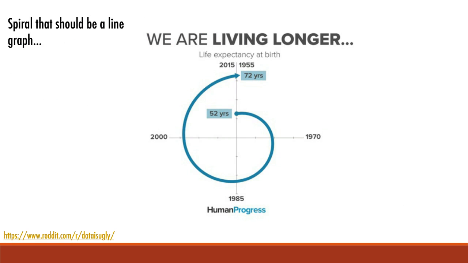Here's another graph that I grabbed from that Reddit site. So this was looking at worldwide life expectancy from 1955 to 2015. The average life expectancy worldwide was 52 years in 1955. That increased to 72 years in 2015. But I'm not quite sure why that is being represented as a spiral. It doesn't really make a lot of sense as a spiral. This would have been better represented as a line graph where the x-axis went from 1955 to 2015.